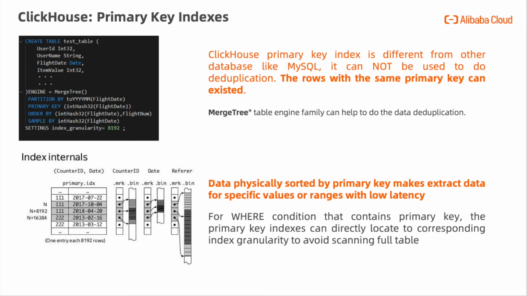The reason behind the duplicate primary key design is, as we mentioned before, that the compression rate of ClickHouse data is incredibly high because the data is compressed by column. The same data type performs with better compression efficiency. With the primary key, the data is physically sorted, and that makes extracting data for specific values or ranges very low latency, which is a very common scenario in OLAP. When applying the where condition in ClickHouse with the primary key, the index can directly locate the corresponding index granule to avoid scanning the entire table. The default value of granularity in ClickHouse is 8192. You could modify the value based on how your data is distributed with the primary key to achieve extreme performance.